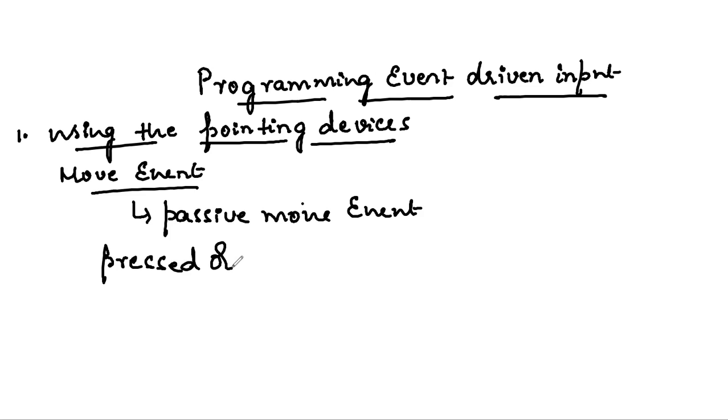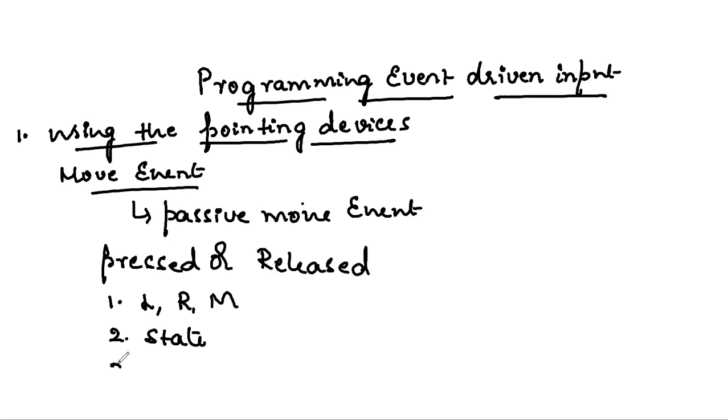So what are the pieces of information that are returned when an event is generated? The first is the button which generated the event, that is the left, right or the middle. Then it is the state of the button, that is either pressed or released, up or down. And the third value is the position of the cursor, and the reference point is the topmost corner of the window. So three pieces of information are returned: the button, the state and the position.